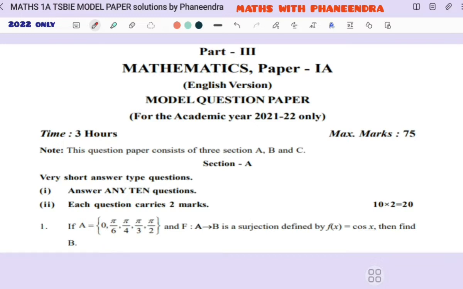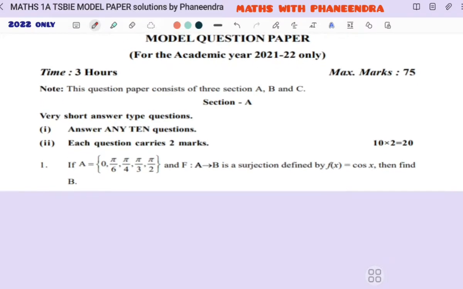The first question, in section A we have 15 questions. Any 10 you can write in the examination, any 10. More choice is given.